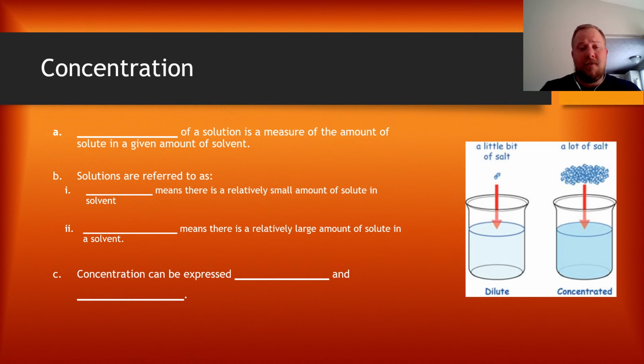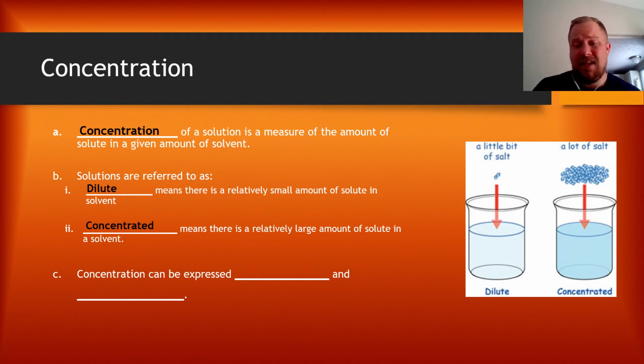What we're going to start off with today is a couple of definitions. The first one is the word concentration. Concentration deals with how much solute is in an amount of solvent. There are two different types we can have. We can have a dilute solution, which doesn't have a lot of solute dissolved in the solvent. It's pretty weak. Whereas a concentrated solution obviously has a lot of solute dissolved in the solvent.